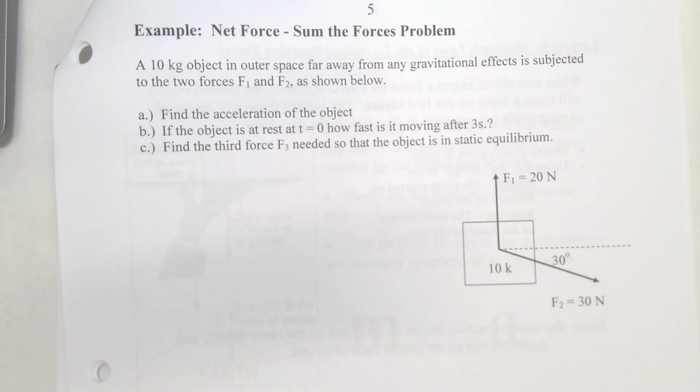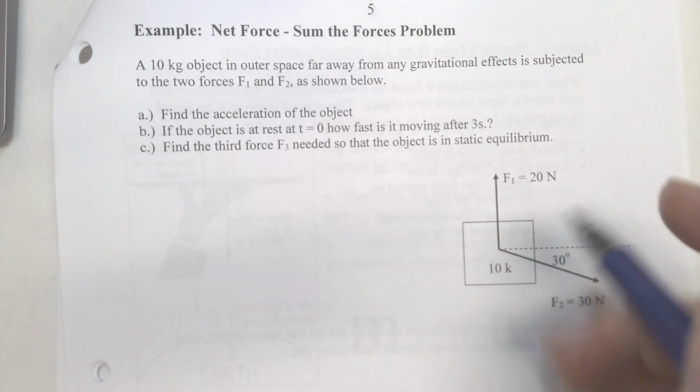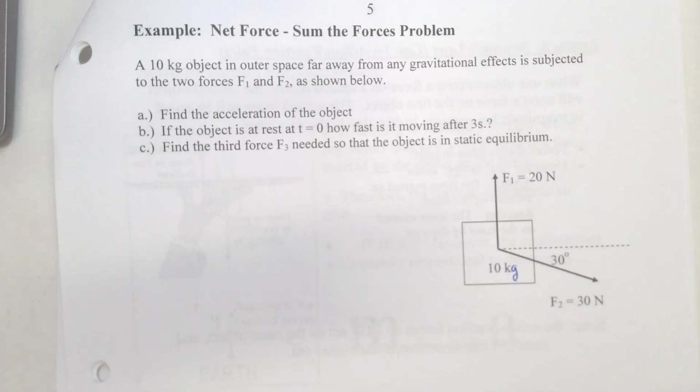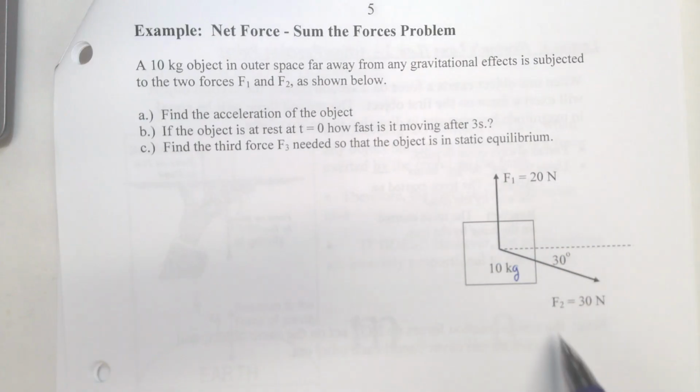We have a 10 kilogram object. This is a bird's eye view, by the way, so we're looking straight down from cloud number 17 above, right? So we have a 10 kilogram object in outer space, far away from any gravitational effect, subject to two forces, F1 and F2, as shown.